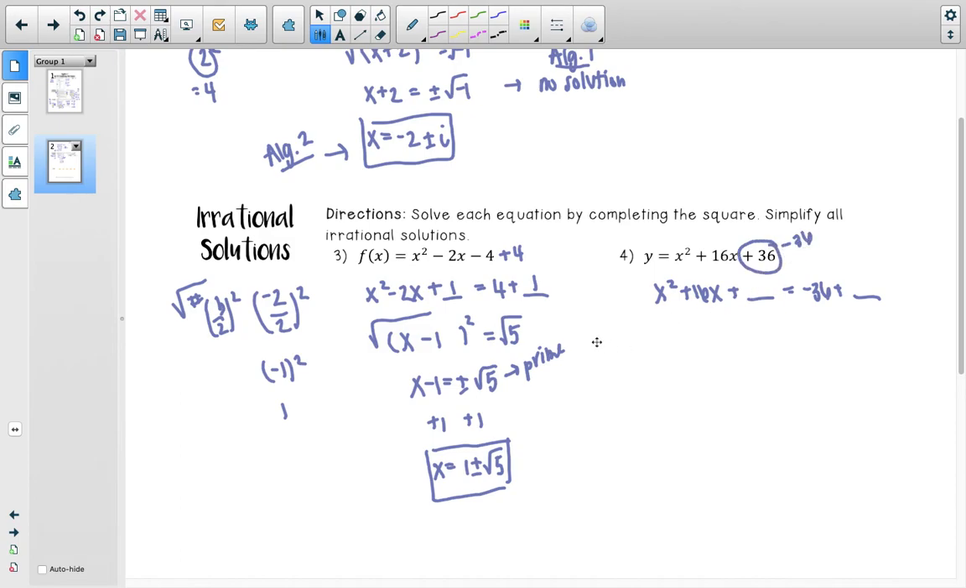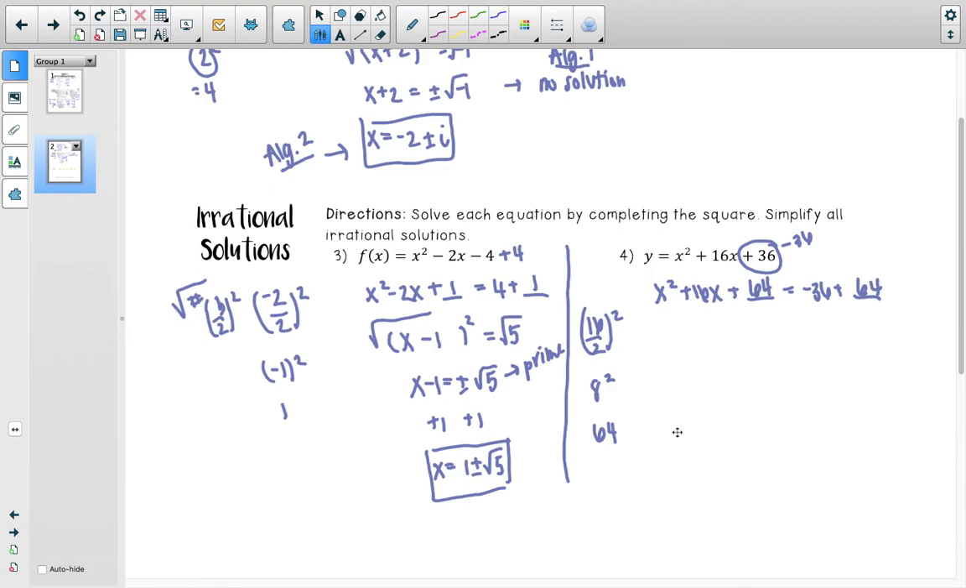Okay, so we're going to take, and we don't have a lot of room here, I'm going to divide this up. Okay, we're going to take 16 divided by 2, always the b value, square it. 16 divided by 2 is 8, and 8 squared is 64. So we're adding 64 to both sides, okay?